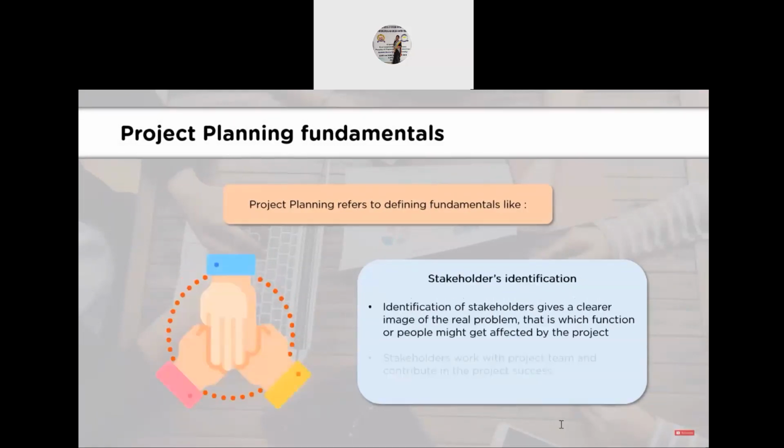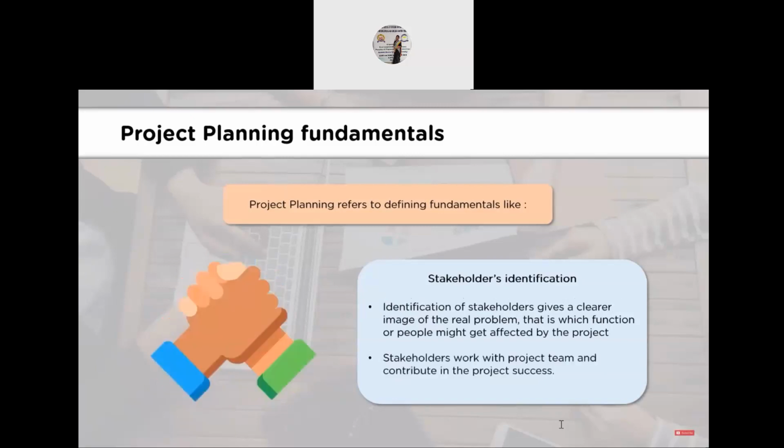When we can identify the stakeholders, we can know who all will be affected and in what way, which helps us have a better understanding of the project. Stakeholders may be anybody. They may be part of the project team, or project managers, or customers. They help during the project and contribute to its success.